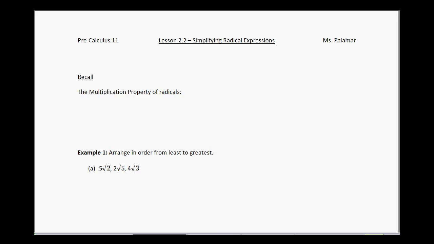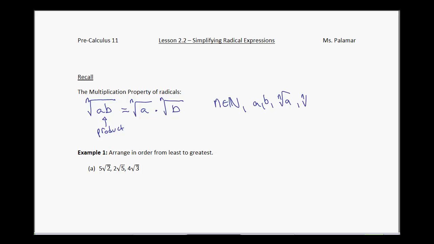Alright, let's get started. I'm going to recall the multiplication property of radicals, which is the nth root of ab is the same as the nth root of a times the nth root of b. You might remember this from previous lessons. So this is the product of a and b, and we can split that up when they have the same index. And we need to remember that n is a natural number, and a, b, nth root a and nth root b are all real numbers.